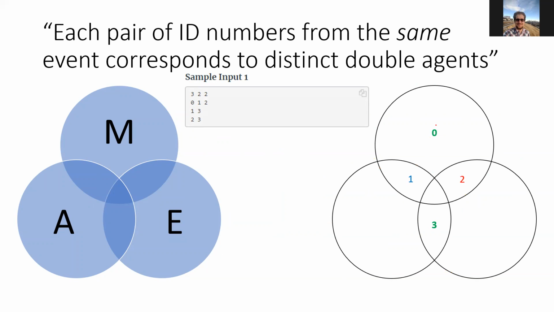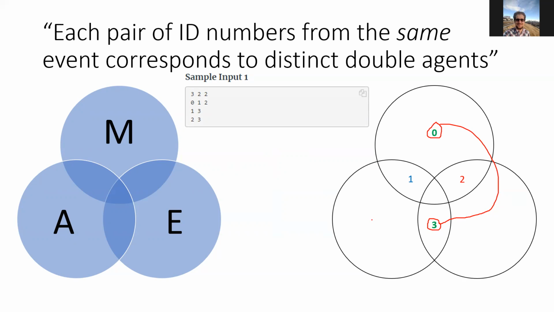And what we said earlier is that ID 0 and ID 3 can correspond to the same double agent because 0 and 3 have nothing in common, have no event in common. So you never see 0 and 3 in the same room. And because we're looking for the minimum number of double agents, we'll assume that 0 and 3 are actually the same. So maybe I could have called this superhero conference or something like that too, because it's like you can't see Clark Kent and Superman in the same room, that kind of idea. So 0 and 3 we'll assume correspond to the same double agent.